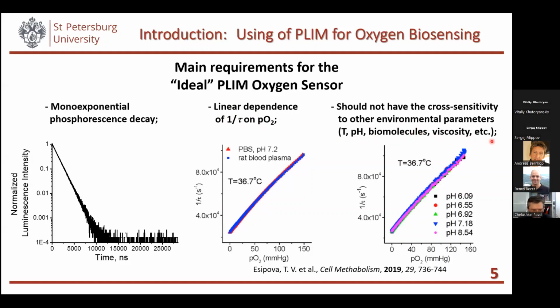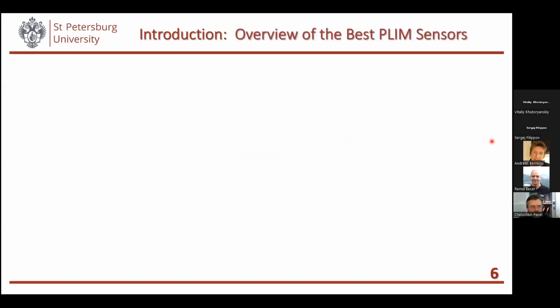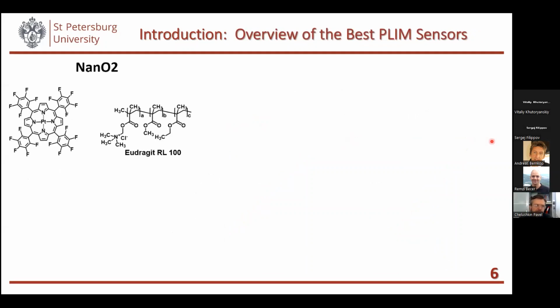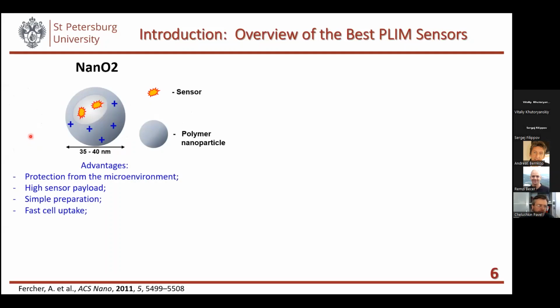And if we look at the modern contemporary sensors that are present in the literature and on the market too, we will find two, probably the most advanced types of sensors. The first type is polymeric nanoparticles prepared from hydrophobic, slightly charged polymers with embedded platinum porphyrin complexes inside. They are pretty good and they have rather compact sizes. They have rather good protection of the sensors from the microenvironment.